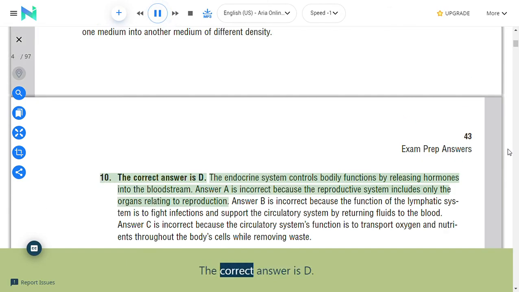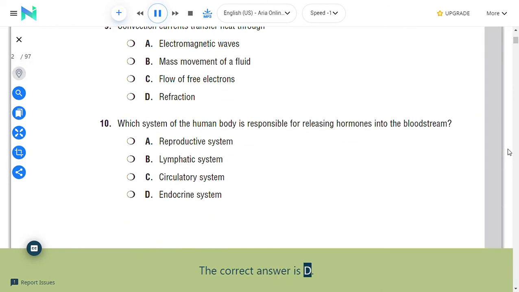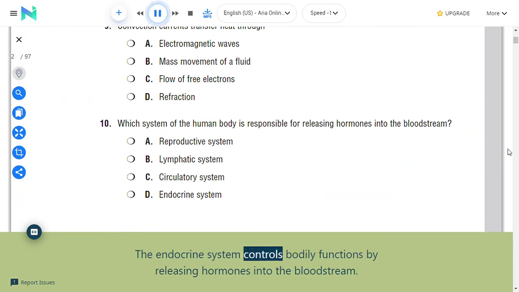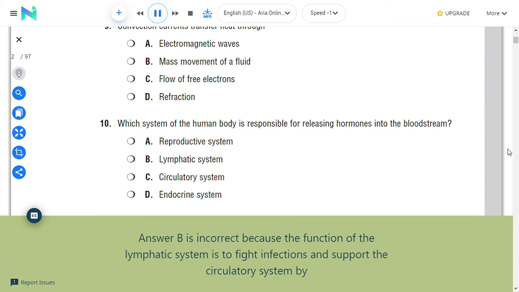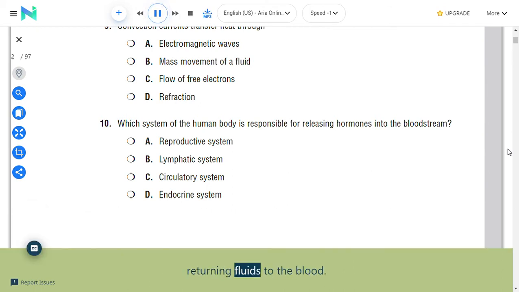10. The correct answer is D. The endocrine system controls bodily functions by releasing hormones into the bloodstream. Answer A is incorrect because the reproductive system includes only the organs relating to reproduction. Answer B is incorrect because the function of the lymphatic system is to fight infections and support the circulatory system by returning fluids to the blood.